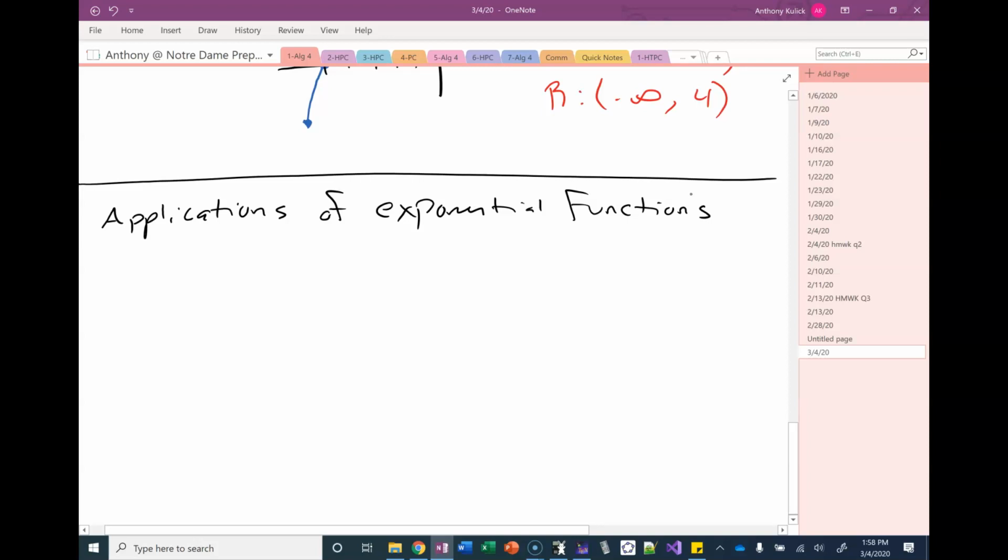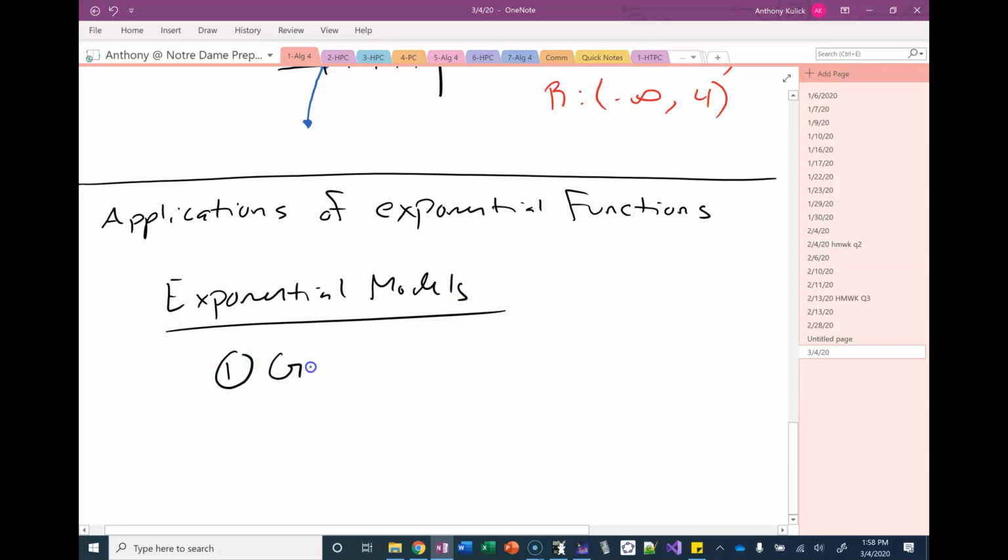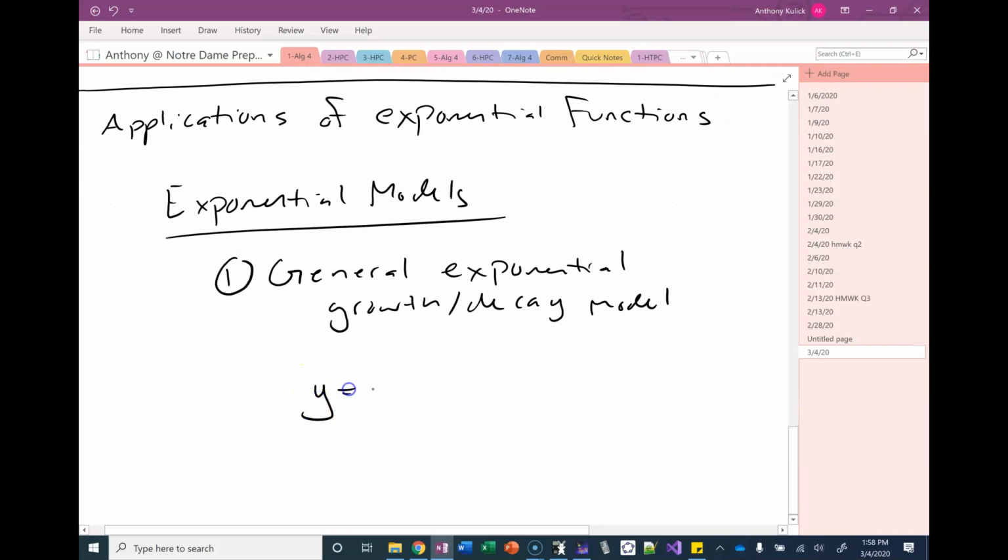Okay. So the next topic we're going to talk about are some applications of exponential functions. So today I'm going to introduce to you guys two exponential models. The first one is kind of the general exponential growth or decay model. That is y equals a times 1 plus r to the t.